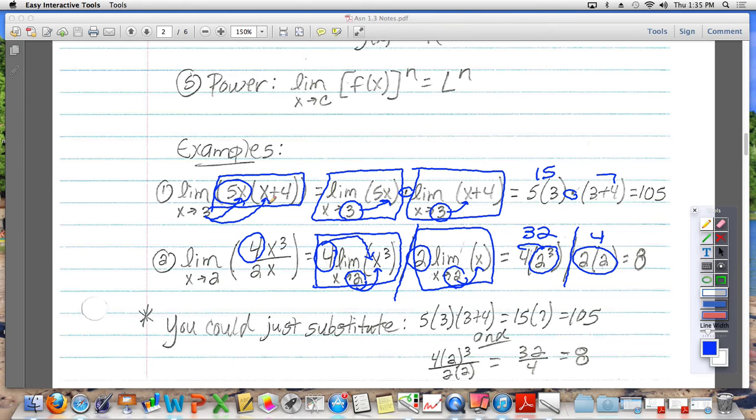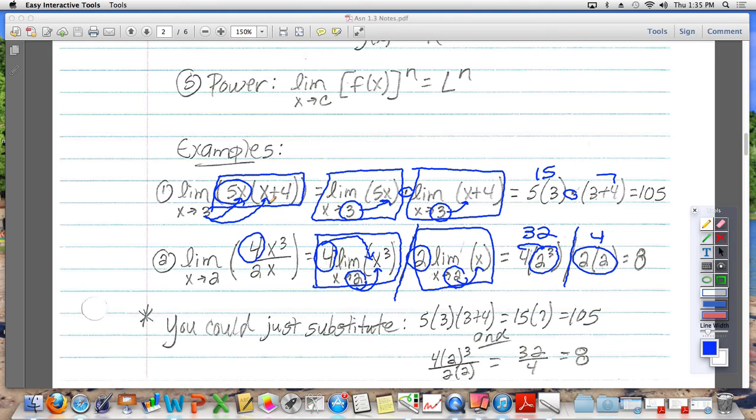So I wrote it out as 5 times 3 multiplied by 3 plus 4. 5 times 3 is 15. 3 plus 4 is 7. So you're just multiplying 15 times 7, which is 105. Does that seem like way more doable? Yeah. That's what you're doing.